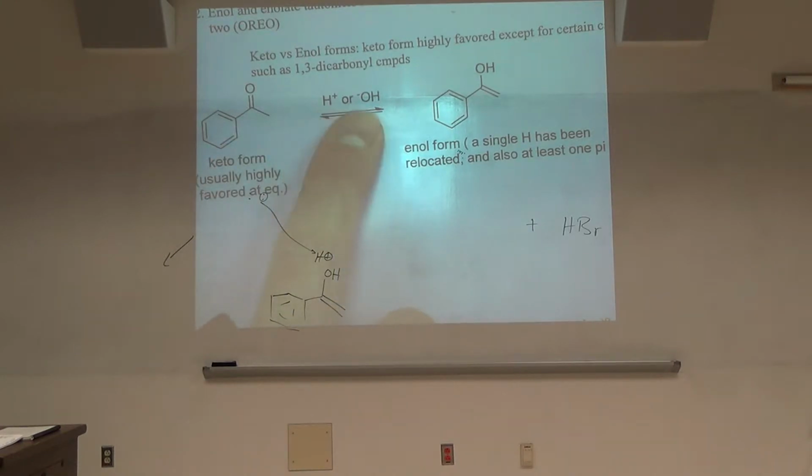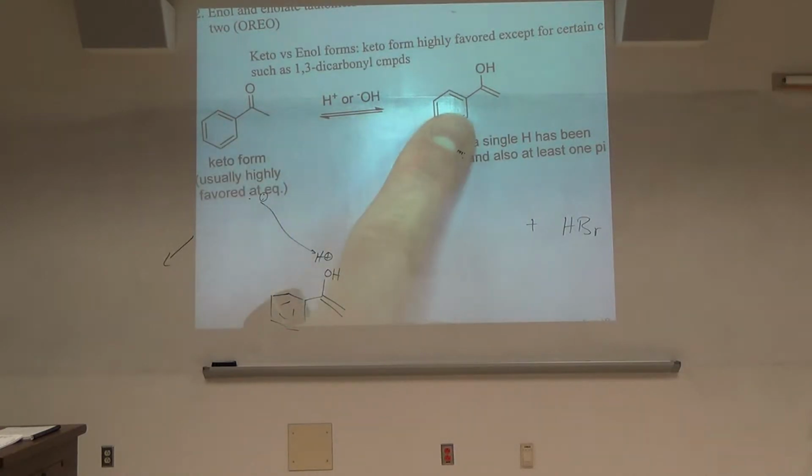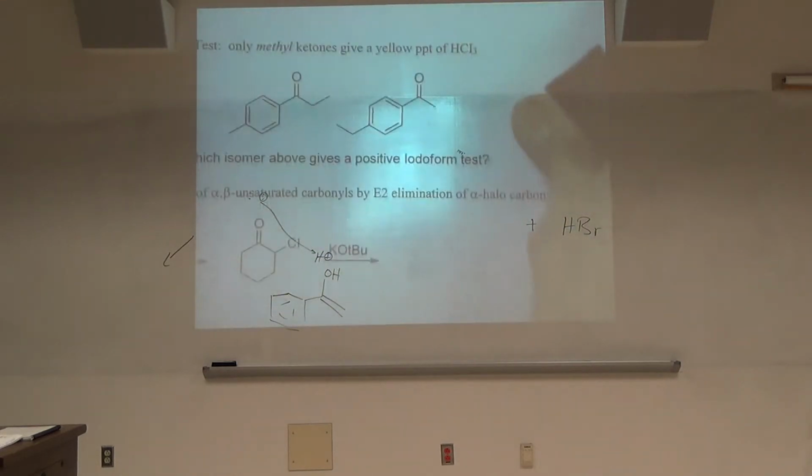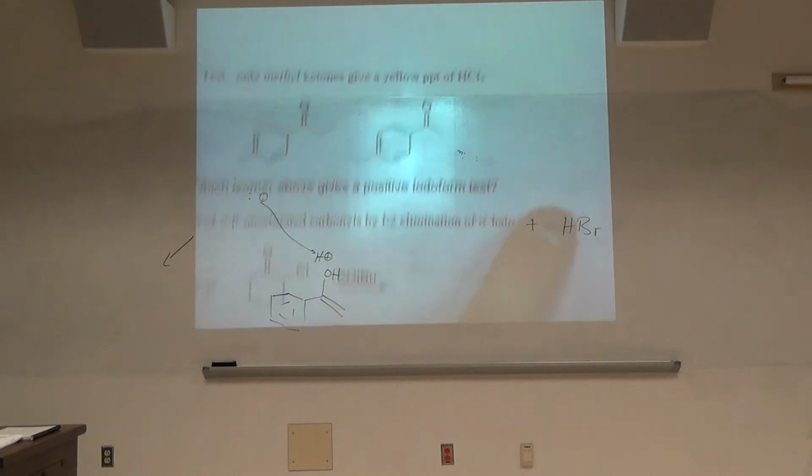H plus catalyst or hydroxide. We're doing it with an H plus catalyst. HBr, acetic acid. You get that? Didn't we do this mechanism? The mechanism can be remembered by what mnemonic? Oreo. Okay, we've already done that. So I'm actually not going to repeat the mechanism.